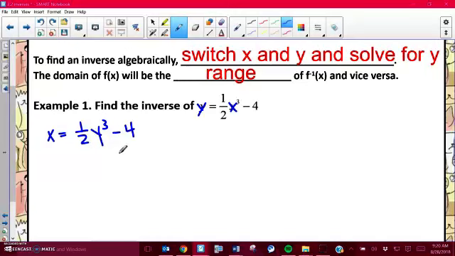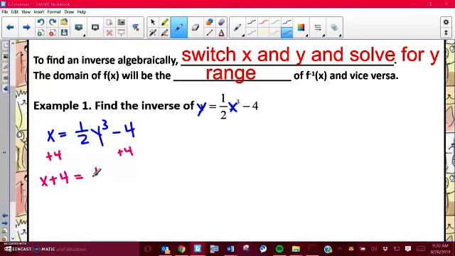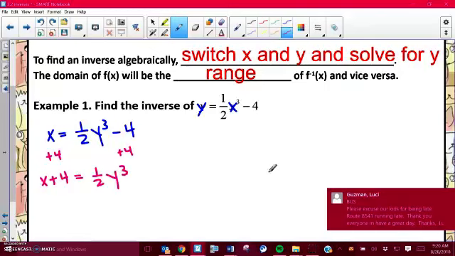So it's just like how you'd solve an equation before. We're going to go ahead and add 4 to both sides. You can't add x and 4 together, so we're just going to have x plus 4 equals 1/2 y cubed. Then I want to get y by itself, so I'm going to multiply both sides by 2.